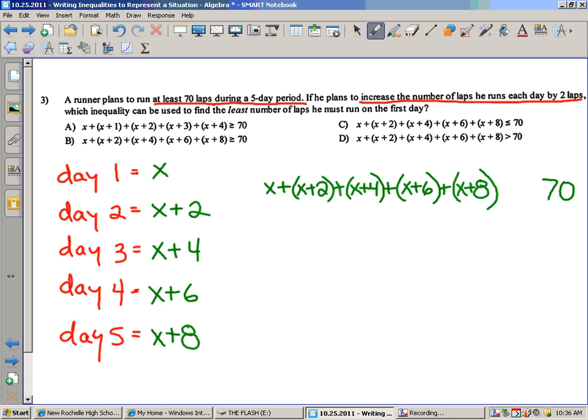Okay, what does this mean? At the least number of laps he's got to run, he's got to run at least 70 laps. This is going to be greater than or equal to, because he wants to run at least 70. At least 70 means 71, 72, 73, 74. And so which one of these choices does that? Yeah, this one right here. At least 70 laps, right there.